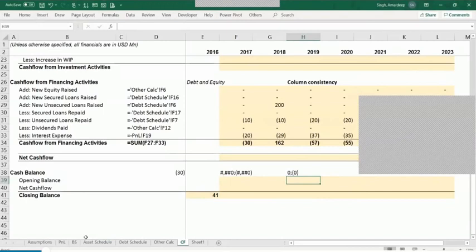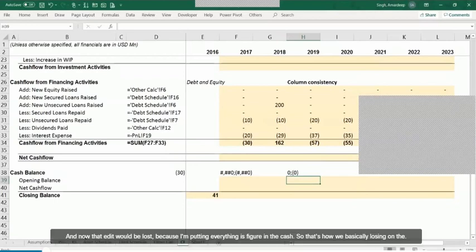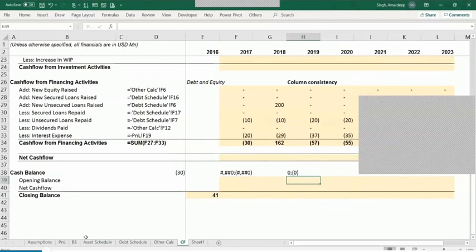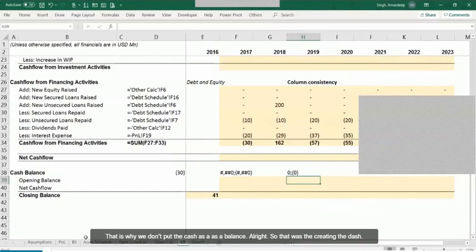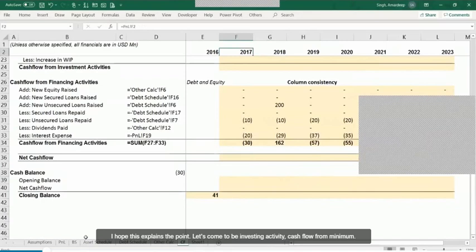So if you put cash in the balance sheet straight away as a balancing figure, then we wouldn't be able to identify if we have committed an error or not. If I have committed some error, that error would be lost because I'm putting everything as a balancing figure in the cash. So that's how we basically lose the opportunity to identify any errors that we may have committed while creating the financial model. That is why we don't put the cash as a balancing figure. Right? So that was the reason for creating the cash flow statement. All right, I hope this explains the point. Let's come to the investing activities now.